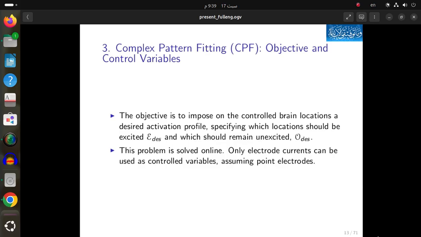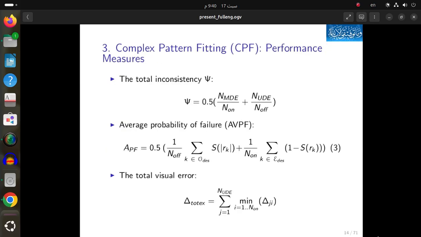Once again, there are several measures to assess the performance of a certain solution. The first measure is inconsistency. We compare the number of locations that have been excited with those that we intended to excite, and we compare the number of locations that should have remained unexcited with those that actually remained unexcited. So we study the inconsistency, to which degree we achieved our goals.